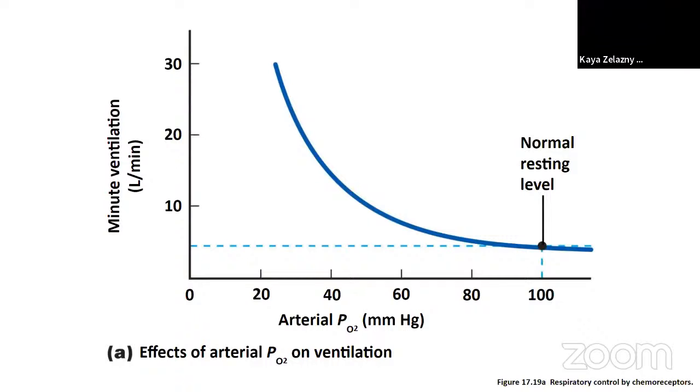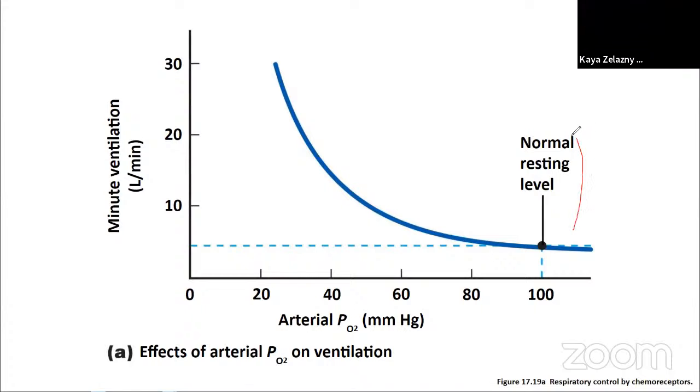So here we see the effects of partial pressure of oxygen on ventilation. It makes most sense to start over here at the right side of the graph. This is our normal resting level. Normally our arterial partial pressure of oxygen is 100. And here on the left, we're looking at minute ventilation, which is our tidal volume times our respiration rate, right? So the way we're going to change this is by changing that respiration rate, breathing faster or breathing slower.